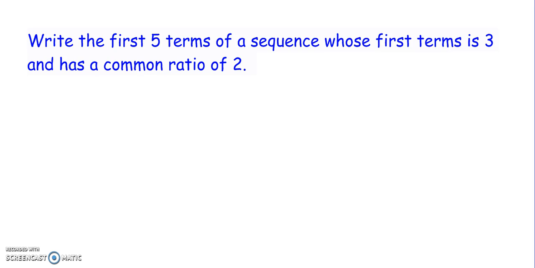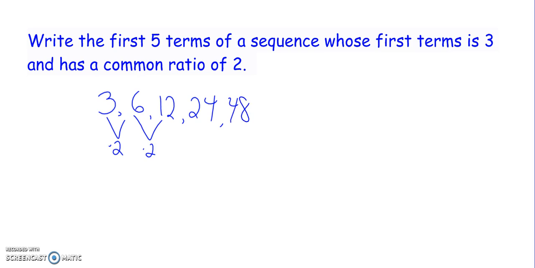Write the first 5 terms of a sequence whose first term is 3 and has a common ratio of 2. Well, I told you the first term, so I only want the next 4 after that, and every single time you are multiplying by 2. So that means 3, 6, multiply by 2 again, 12, multiply by 2 again, 24, multiply by 2 again, 48, you keep going, 96, and onward from there. But every single time, multiply by 2.